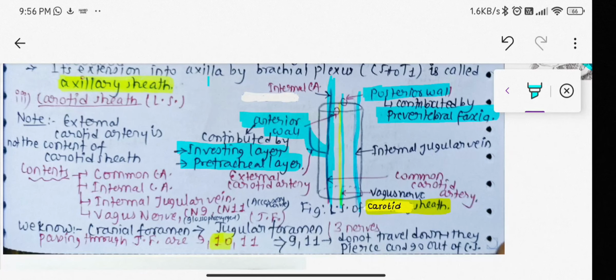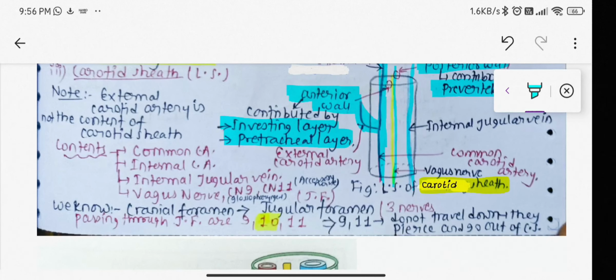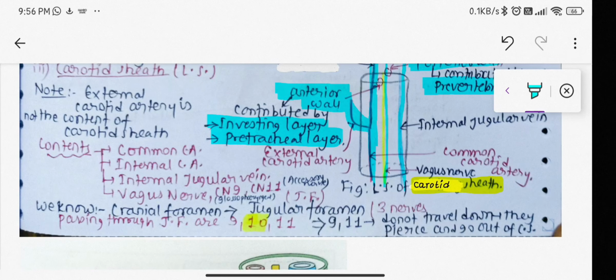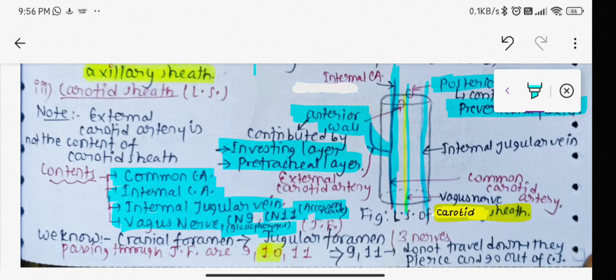Okay, so some additional contents are also present in the carotid sheath, and they are, one is the common carotid artery, internal carotid artery, internal jugular vein, vagus nerve, and the additional ones are cranial nerves number 9 and 11. It is the glossopharyngeal nerve and accessory nerve. Now we need to understand some MCQ. It may make us confused, but the external carotid artery is not a content of the carotid sheath.